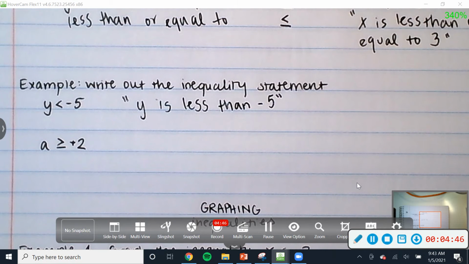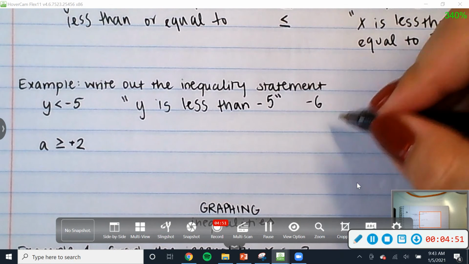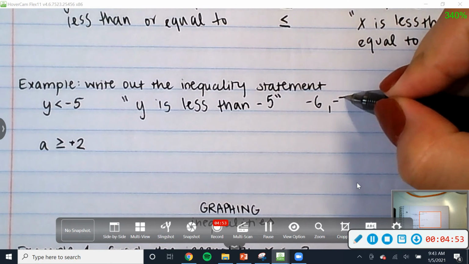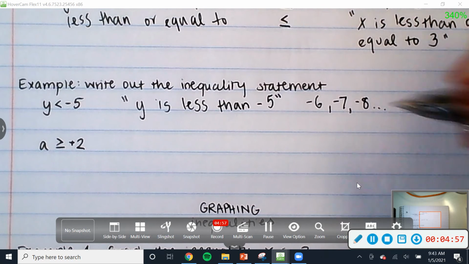So some possible answers could be negative 6, right? That's less than negative 5. Negative 7 is less than negative 5, and it just keeps going. Could be any number that's less than negative 5.